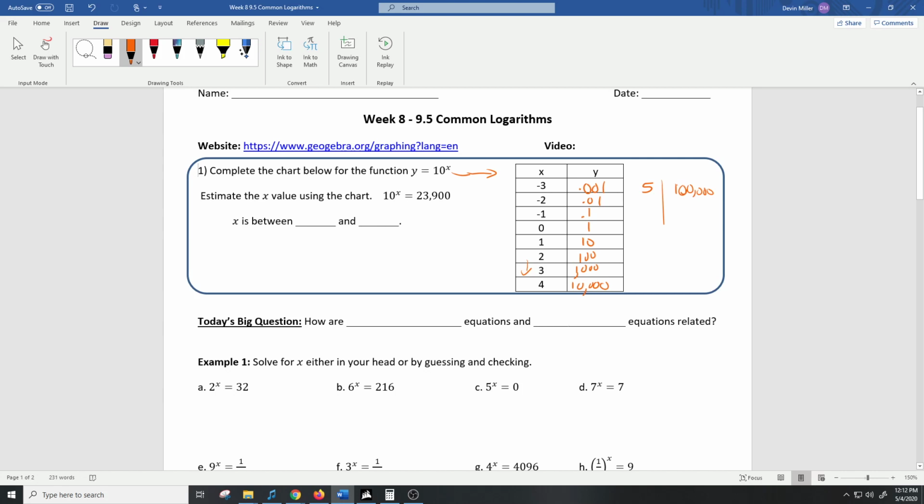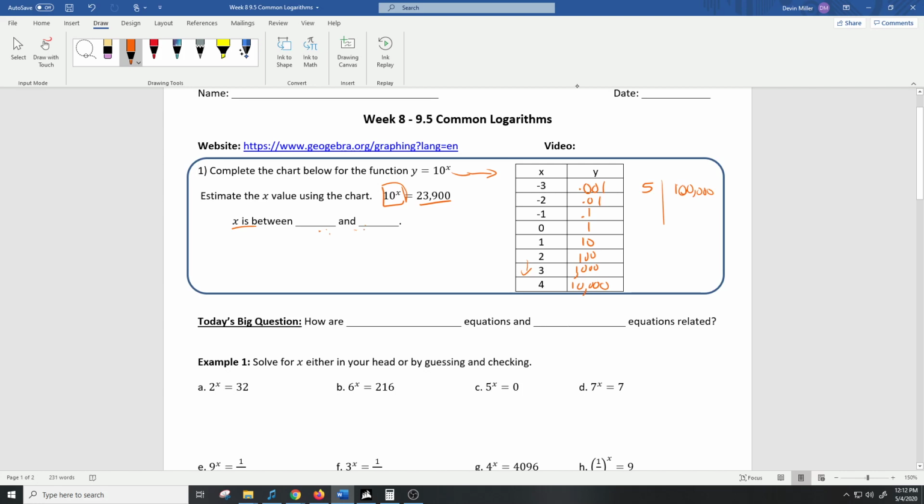Estimate the x value using the chart. So what if we said we wanted this power, when we plug it in, to be around 23,900? Well, if we look at our table here, 10 to what power gives you 23,900? If you look at the table, none of them, because they all go by powers of 10, 100, 1,000. But what we can do by looking at the table is say that x is going to be in between two numbers as the power.